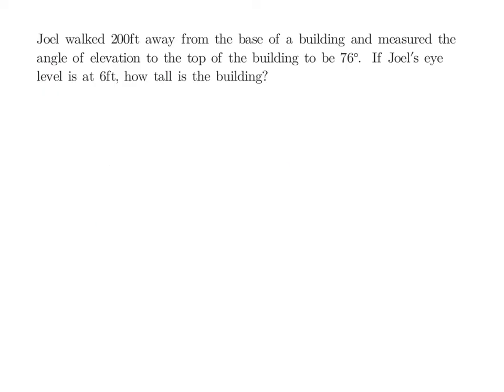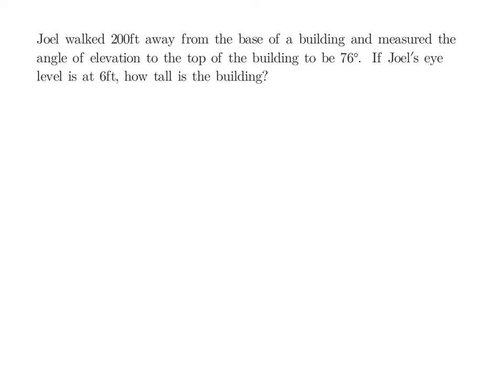Let's take a look at this word problem. Joel walked 200 feet away from the base of a building and measured the angle of elevation at the top of the building to be 76 degrees. If Joel's eye level is at 6 feet, how tall is the building?